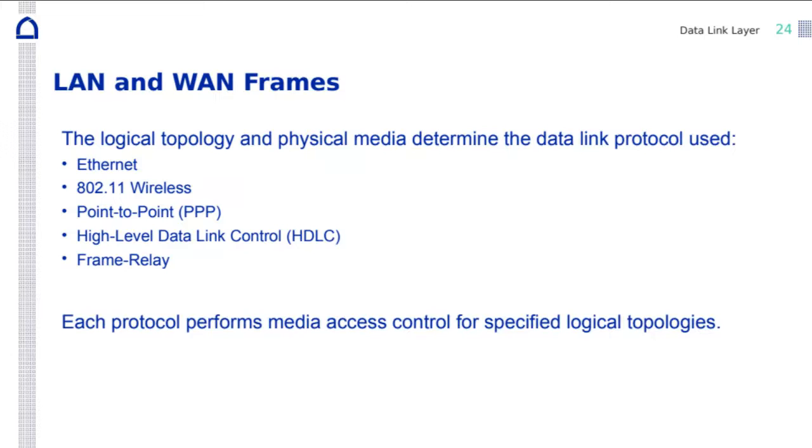The logical topology and physical media determine the data link protocol used. We have Ethernet. We have 802.11 wireless. We have already mentioned that. We have point-to-point, the high-level data link control or HDLC, and we have frame relay. Each protocol performs media access control for a specified logical topology. Any questions?